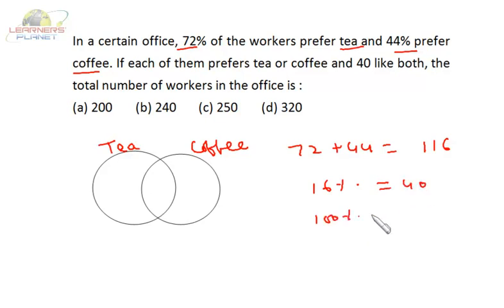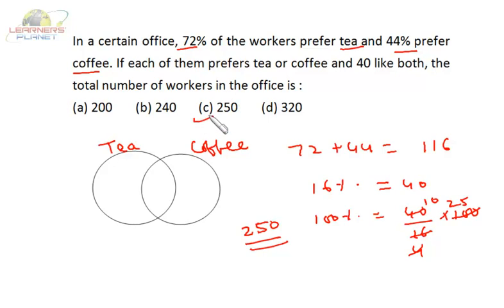That means 100% is 40 by 16 into 100, which is 250. So the total number of workers is 250. You can do this problem even mentally, since we know that percentage cannot exceed 100%. That means a certain percentage is calculated twice. That X% is part of 72% and also of 44%, which is 16%. That means 16% are liking both. So 100% is 250.